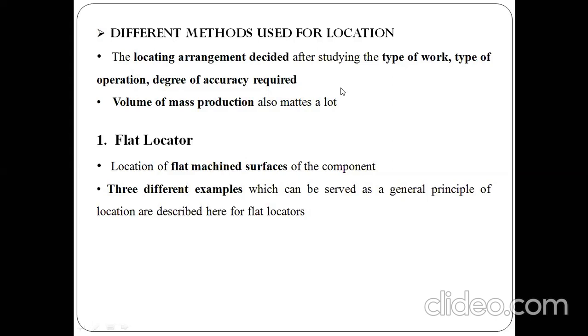Then the second one, type of operation, also plays an important role, and accuracy, because accuracy matters for the assembly or production of your components. Another parameter is the volume of mass production; this is also important for location of your workpiece. So these are the four main parameters which play an important role for location of your workpiece.